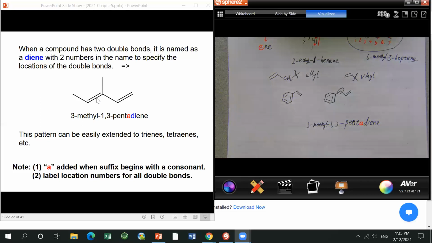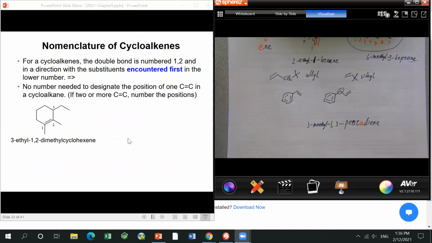So again, if there's more than one C double bond, it depends on how many. If two double bonds, call it diene. Three double bonds, call it triene. Four double bonds, call it tetraene. And make sure you label all the double bond locations, so people know where all these double bonds are. Quite often students only label one double bond, and that's wrong. Also, put an A between the suffix and the root, only for pronunciation.